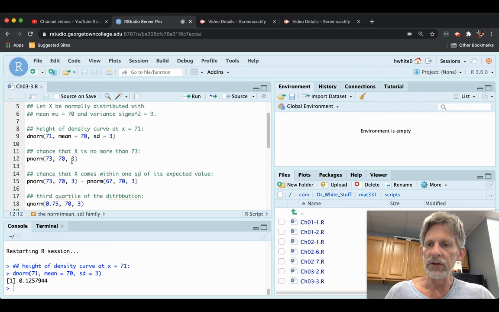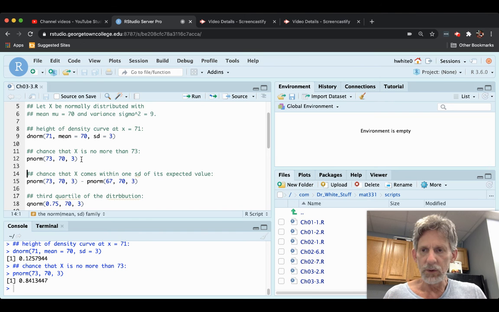You say the mean, you say the standard deviation. You don't have to name them if they're in the right order. So about 84% chance.